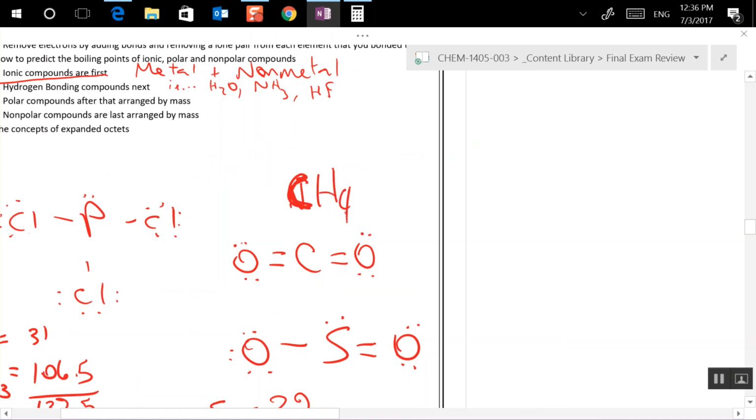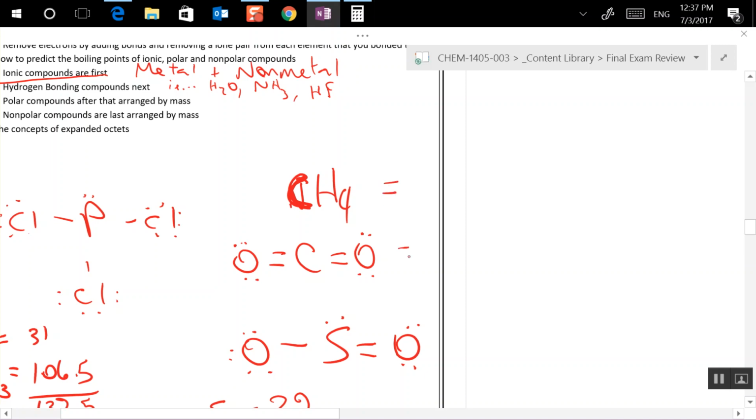Okay? What about this guy? Polar or nonpolar? There's nothing left over to have any free electrons on the central atom, right? So it's tetrahedral. It's symmetrical. It is a nonpolar molecule. Which one's going to be higher on the list between these two nonpolar things? CH4. Higher or lower?